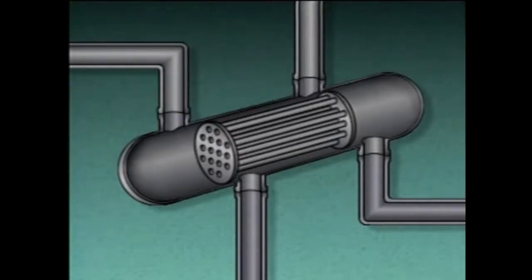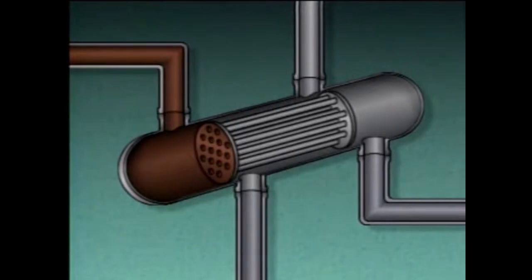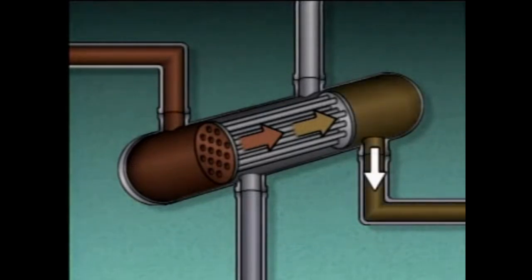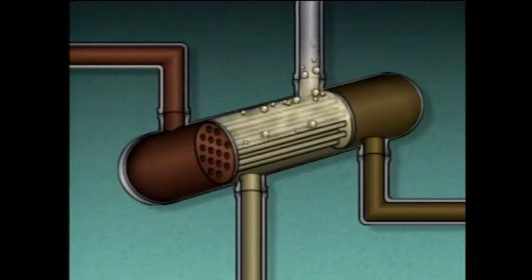In this reboiler, oil that's heated in a furnace is used to heat the process liquid. The hot oil passes through the tubes and is then returned to the furnace where it is reheated. The process liquid from the distillation column enters the reboiler shell and passes around the tubes. Heat from the hot oil vaporizes part of the process liquid. The mixture of liquid and vapor is then returned to the distillation column.